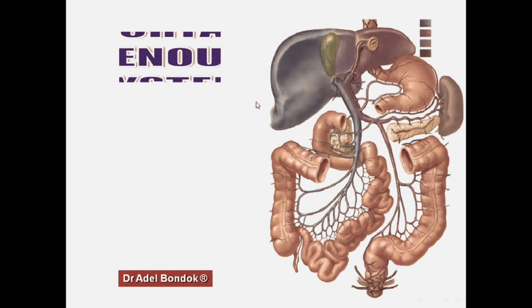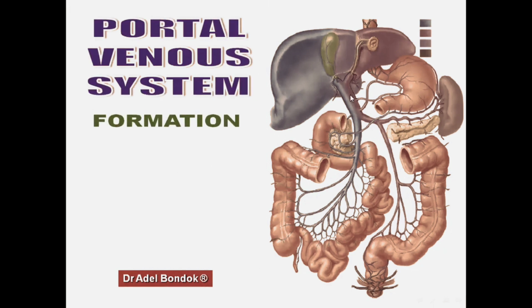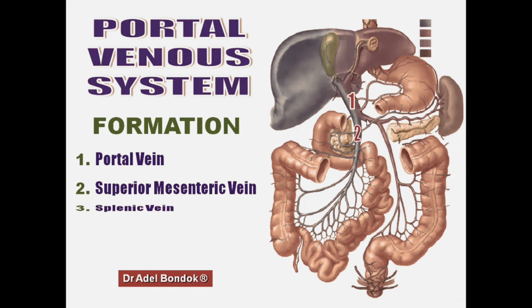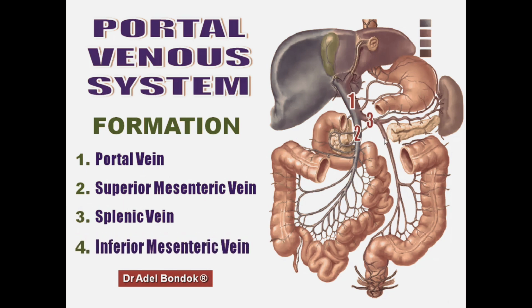Venous system is formed by the veins draining the gastrointestinal tract and its accessories. So it's formed by the portal vein. This is the portal vein. And the two veins which form the portal vein, this is the superior mesenteric vein and the splenic vein. And this vein which drains into the splenic vein is the inferior mesenteric vein. Inferior mesenteric vein drains the hindgut. Superior mesenteric vein drains the midgut.